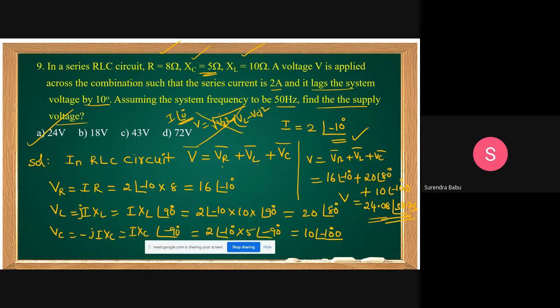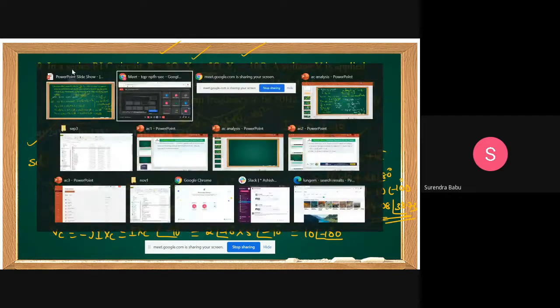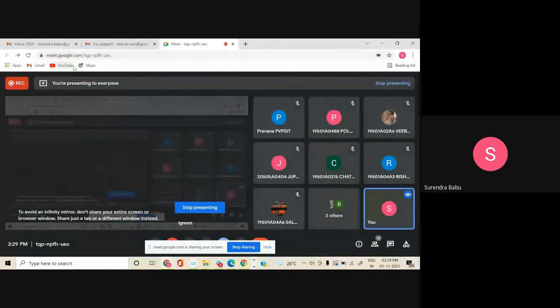This is the correct answer. The option also gives 18 volts, which is wrong. Clear? Because this formula is with the assumption that current is the reference, I at angle of 0. In the previous session I already gave those formulas, students. Once again, you can check those formulas to get an idea.